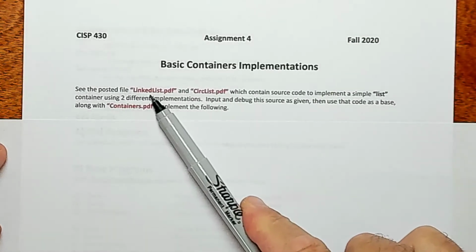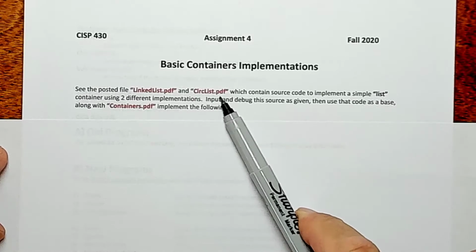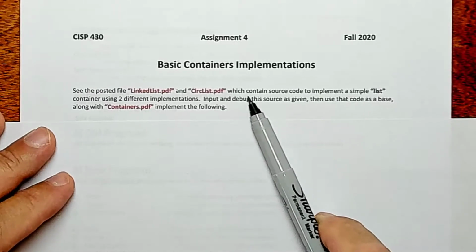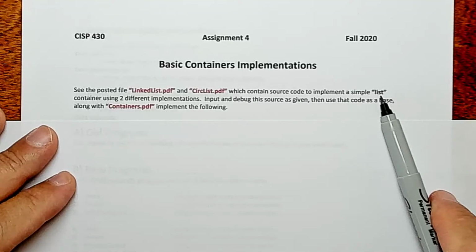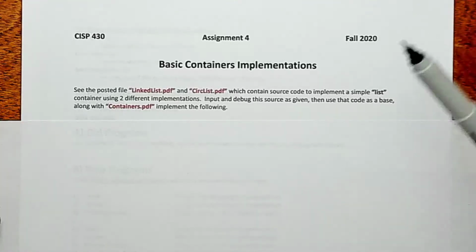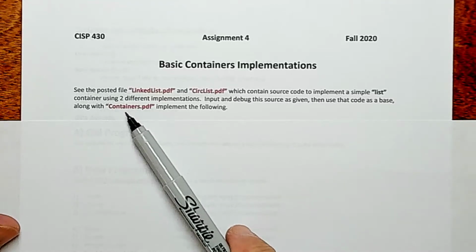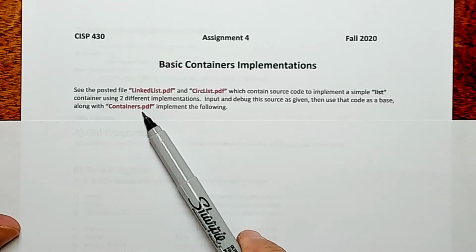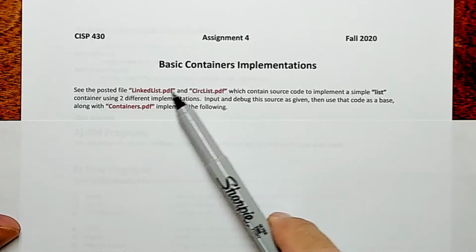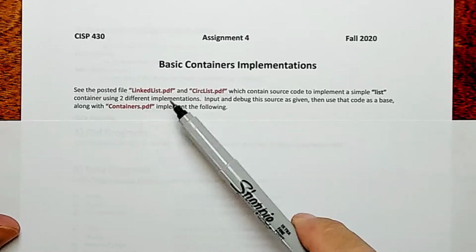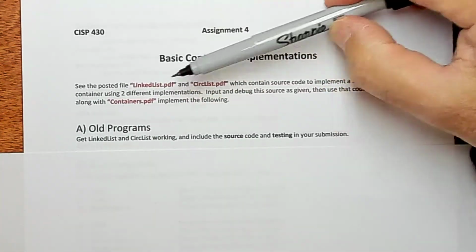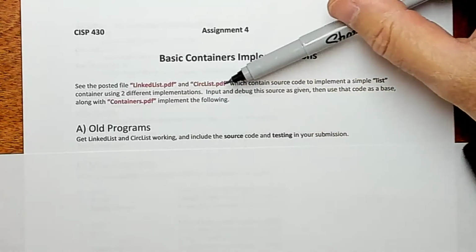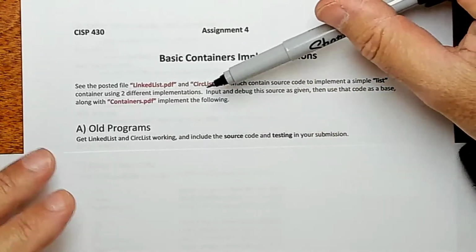Right, so I've given you linked list PDF and circular list PDF. These contain complete source code for a list container using two different implementations. Then I want you to take this other document, which I'm going to go over here, and use that to help you modify the code that I've given you to implement these other containers. So first of all, start with linked list and circular list and get those list containers working.